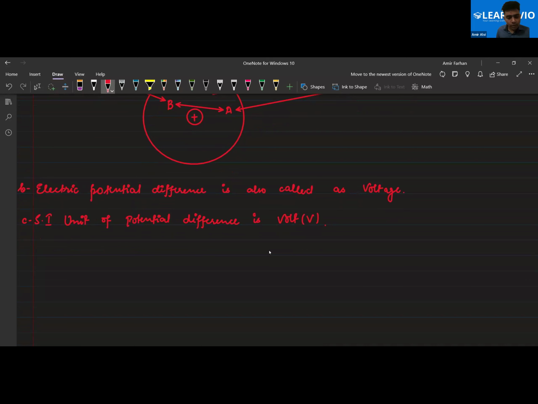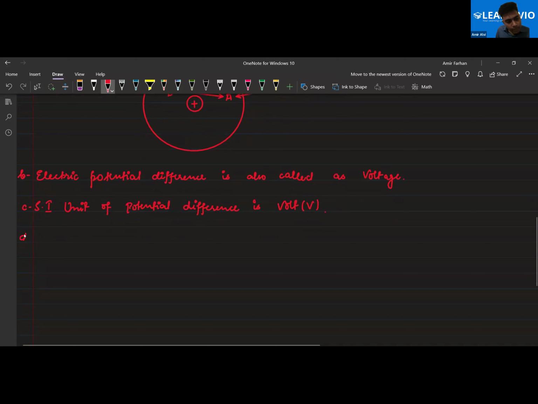Next thing that is important is that it is measured by an instrument. Do you know which instrument measures voltage? Can anyone tell me? Is there anyone who knows which instrument is used to measure the voltage or the potential difference? Voltage. Yes, very good. So the voltmeter is the instrument that is used for measuring the potential difference across two points.